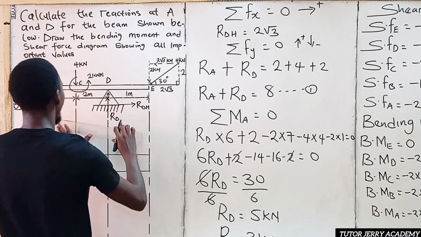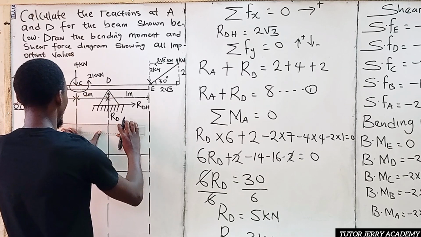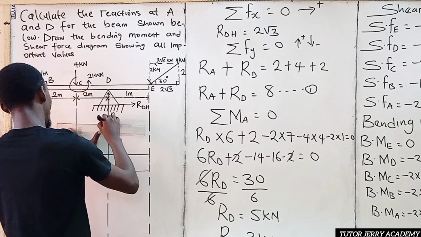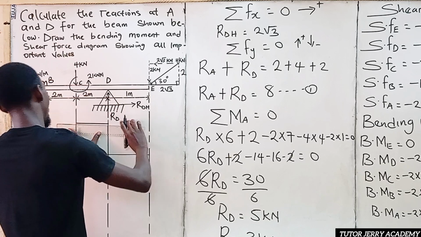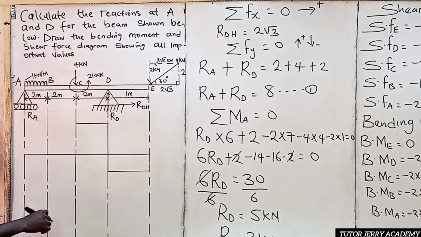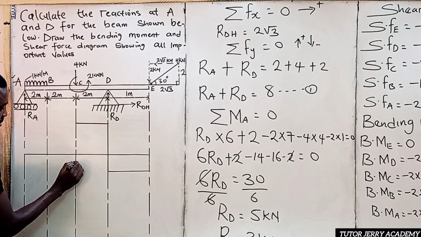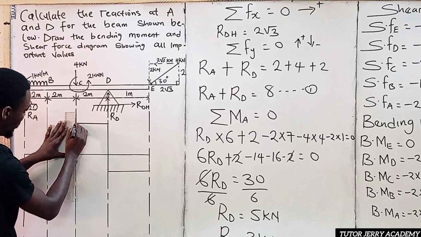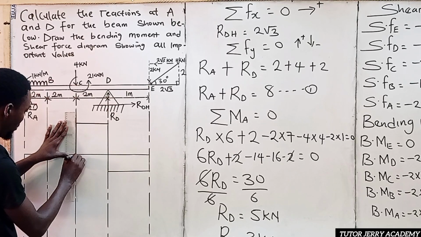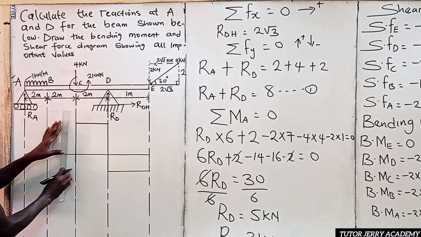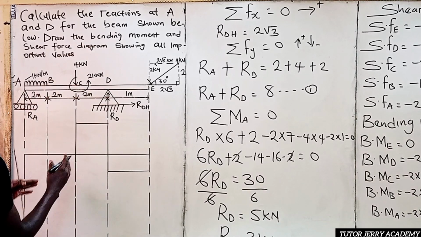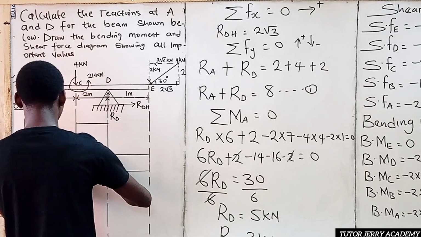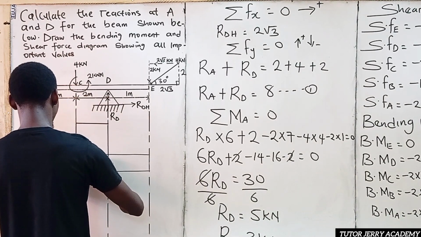And between C and D, we don't have any load again. So we use a constant line. All right. So that's what we have. Now our shear force at point C is -1. So -1 is going to be somewhere around here. All right. So that is it. And then we don't have any load again, so we use a constant line.